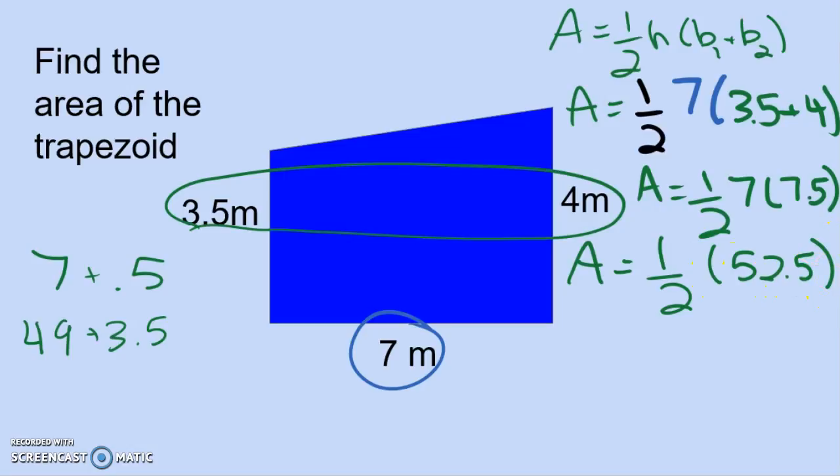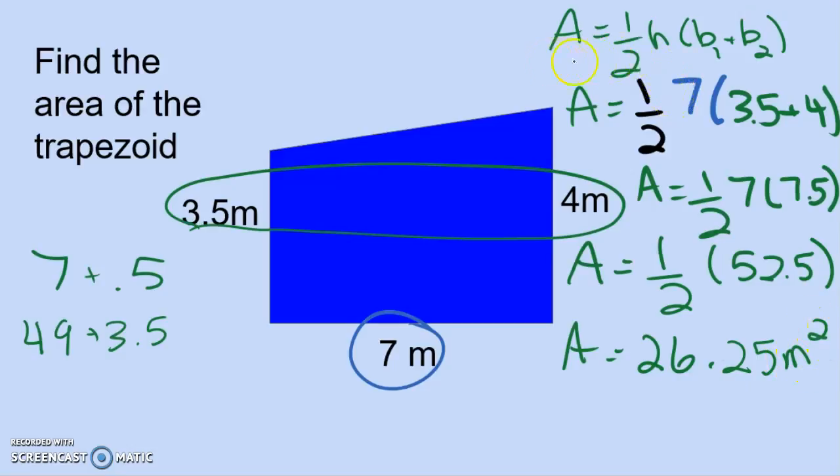Now I had to figure out what half of 52.5 is. I'm again going to break this number up into 52 and 0.5. I know 1/2 of 52 is 26. And I know 1/2 of 0.5 is 0.25. Because if I had 50 cents and I took a half of that, I would have 25 cents. And again, do not forget your label. It's going to be meters squared.